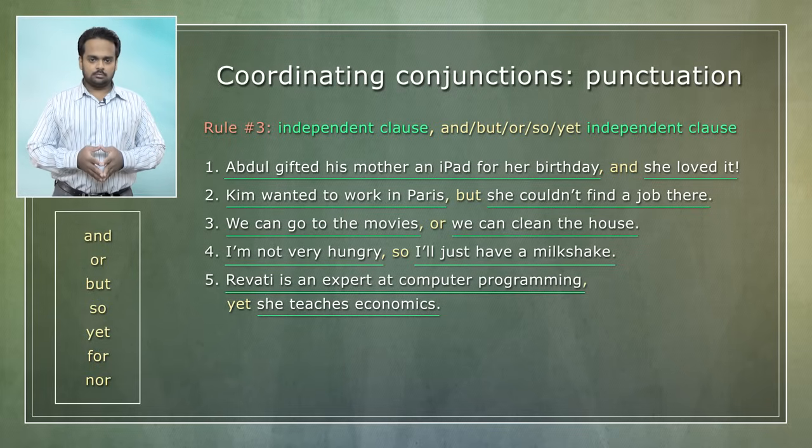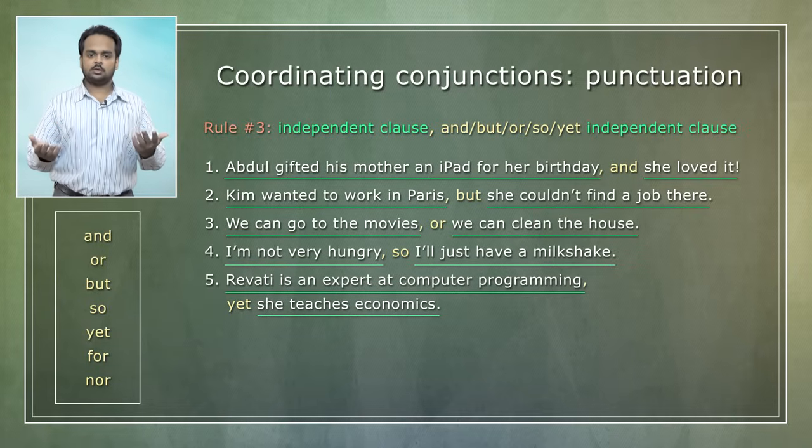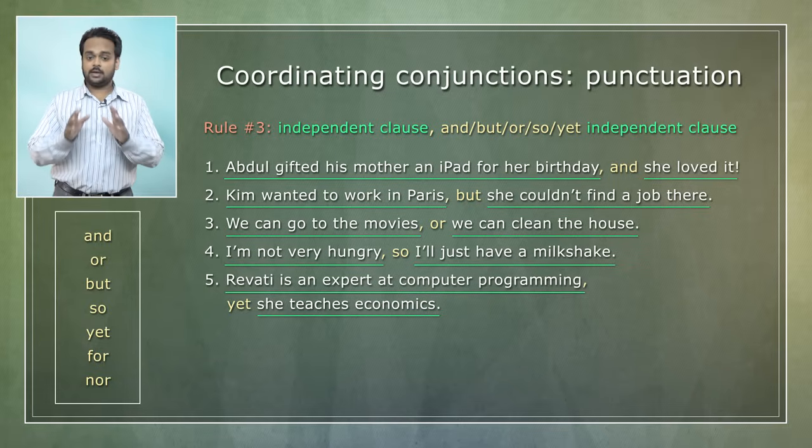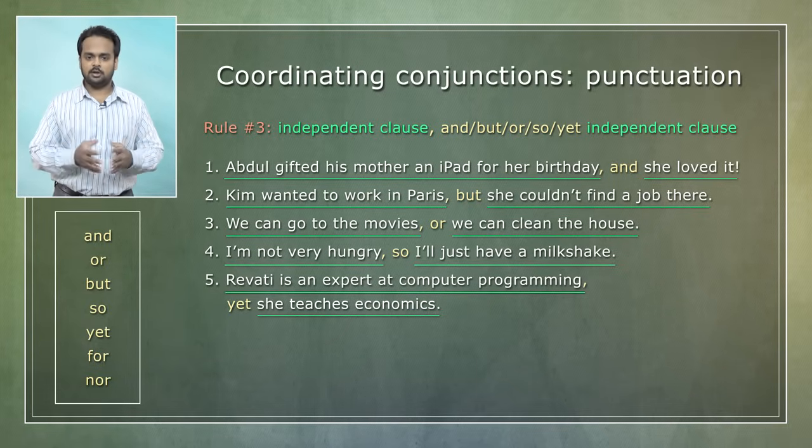For number 4, imagine that we're at a restaurant and you ask me, what do you want to eat? And I say, oh, I'm not very hungry. Now that's the reason. So the result is, I'll just have a milkshake. Both of these are independent clauses.